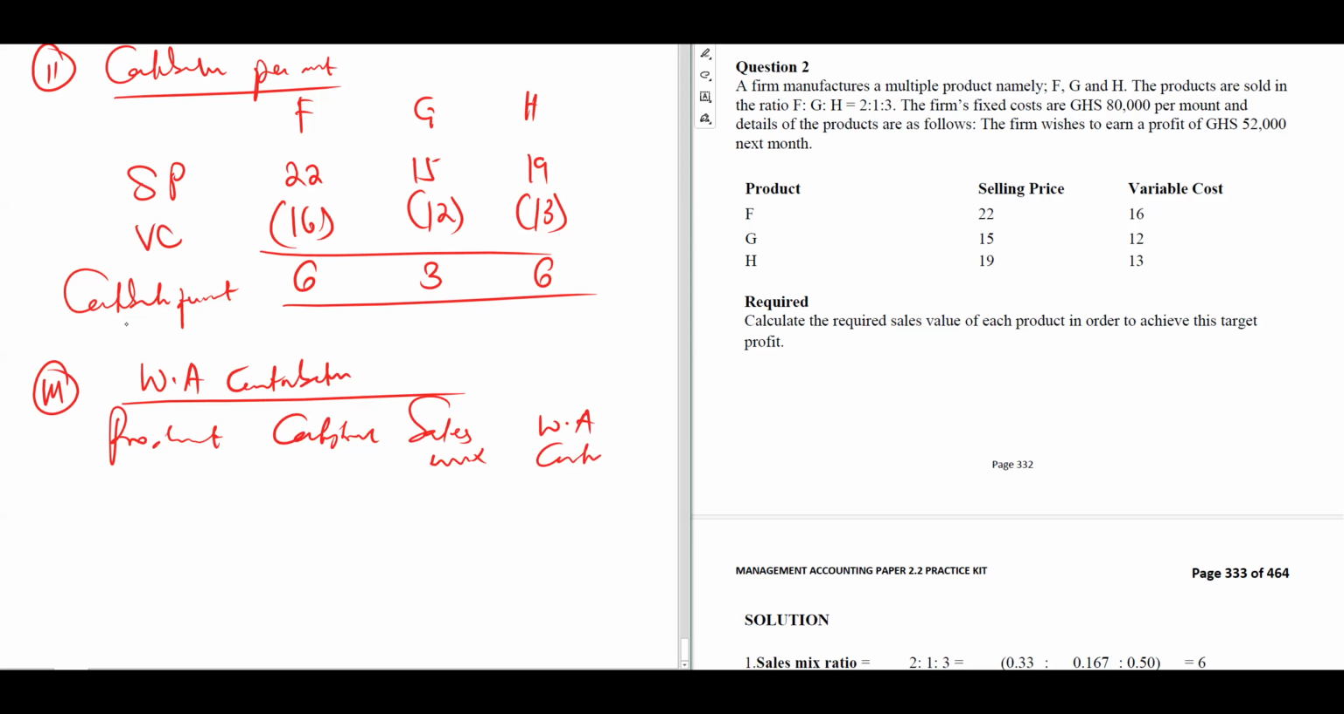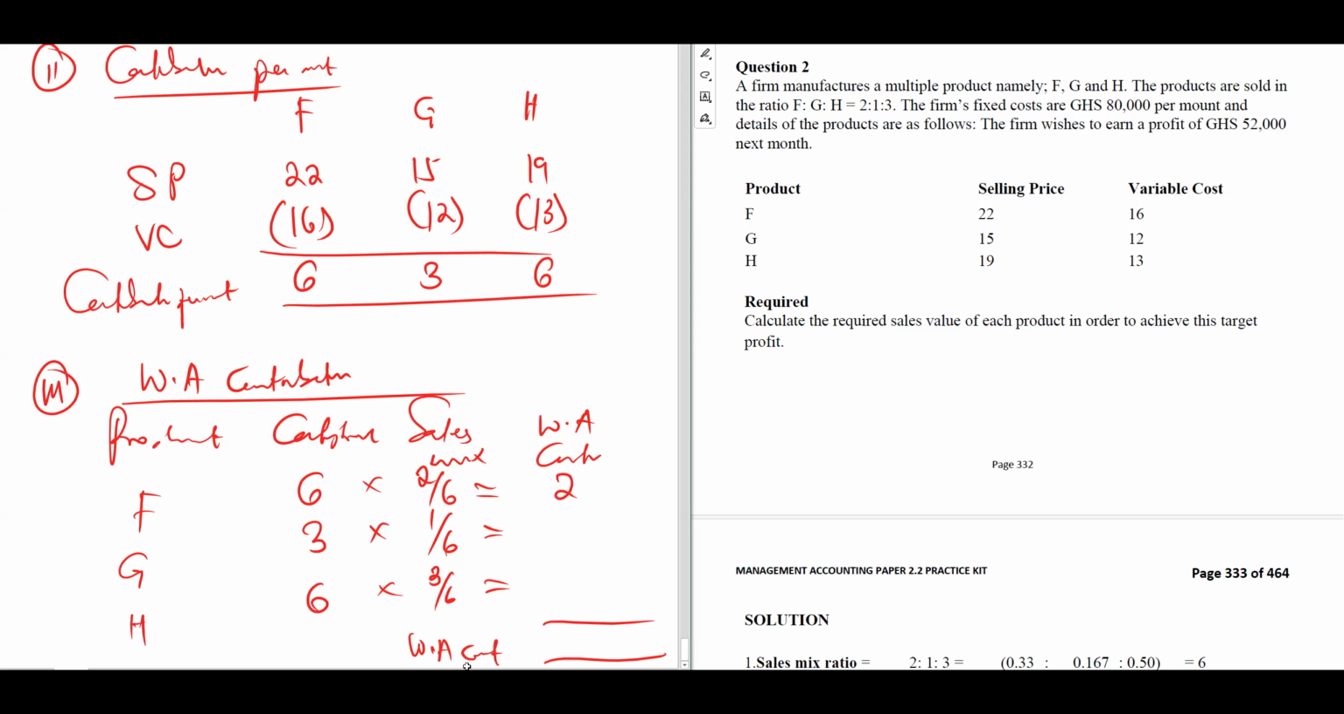So we had product F, G, and H. These had contributions of 6, 3, and 6. Sales mix was 2 out of 6, 1 out of 6, and 3 out of 6. You just multiply each, and then you get your weighted average contribution. So this one gives us 2. This one gives us 0.5.